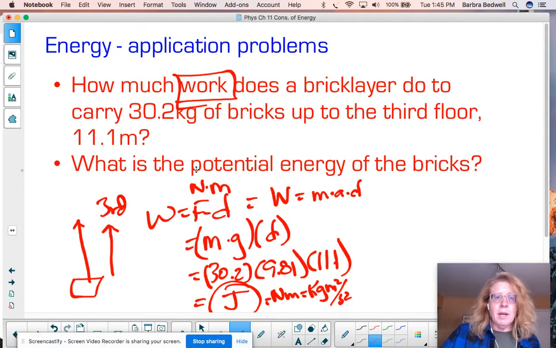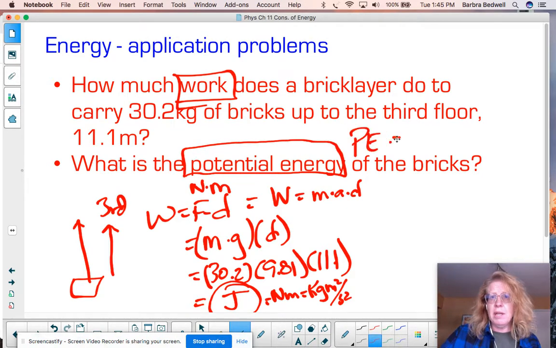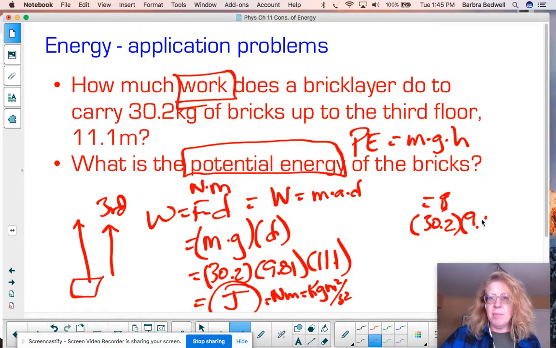All right, problem number 2: what's the potential energy of the bricks? Well, potential energy, PE equals mgh. You'll see that this works out pretty well. In this case, the potential energy is going to be the mass of the bricks, 30.2, times gravity, 9.81, because you're doing work against gravity, times height, 11.1. You'll see these two things are the same thing.